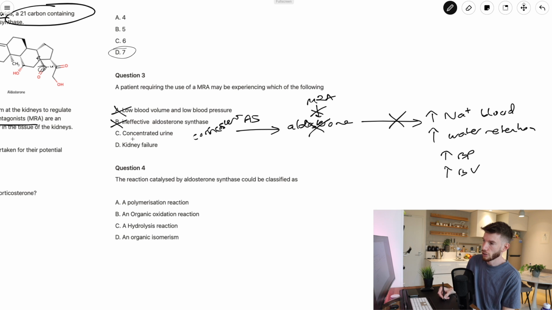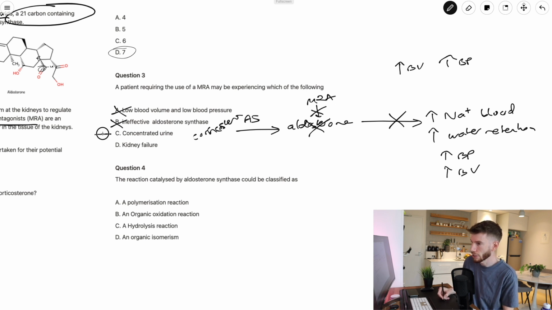The next one then says concentrated urine. My thinking here would just be, well, this is obviously to do with salt and water balance. So we saw before that the person who requires MRA would actually have high blood volume and high blood pressure. That would mean they're already retaining a lot of water, which would mean there's very little water getting through to the urine, and therefore there'd be low water, high concentration of solute in the urine. So that one's looking pretty good.